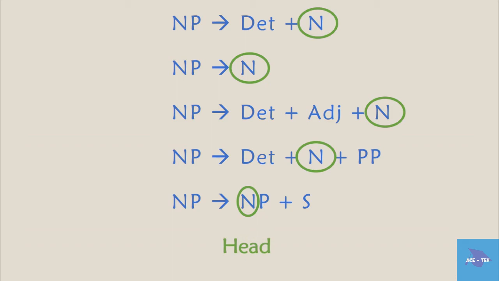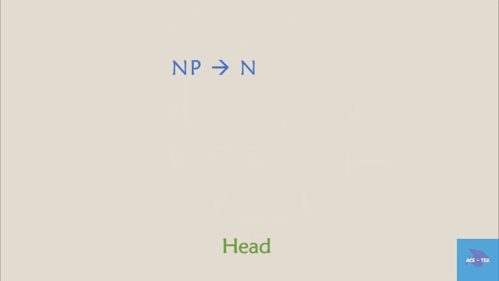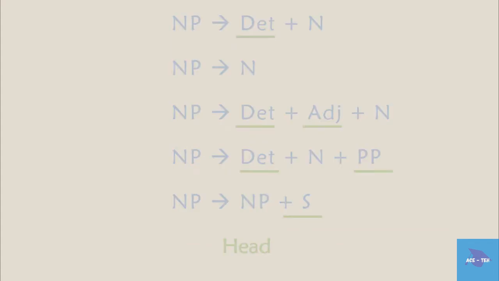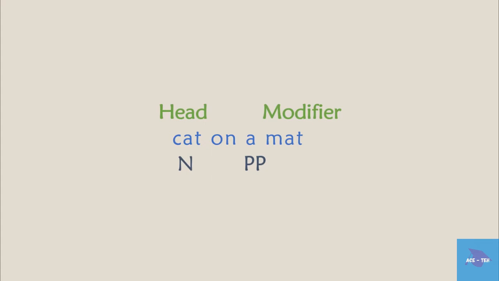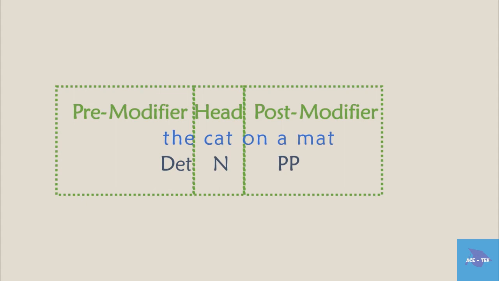Now, the head can stand on its own or can have modifiers to go with it. Look at this phrase, the cat. Here, the determiner the is a modifier. This modifier comes before the head and we call it a pre-modifier. See this phrase, cat on a mat. Now, this noun phrase consists of something after the head noun. That is a post-modifier. A noun phrase can have modifiers on both sides too. The cat on a mat. Now there is a pre-modifier and a post-modifier. So we talked about noun phrases.